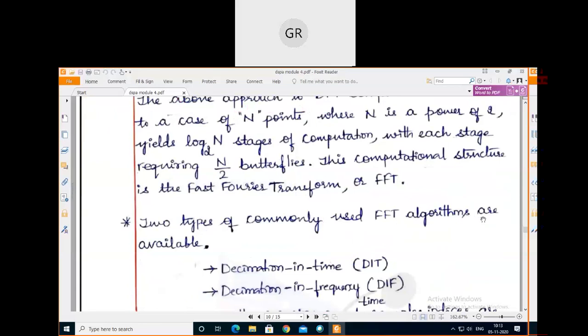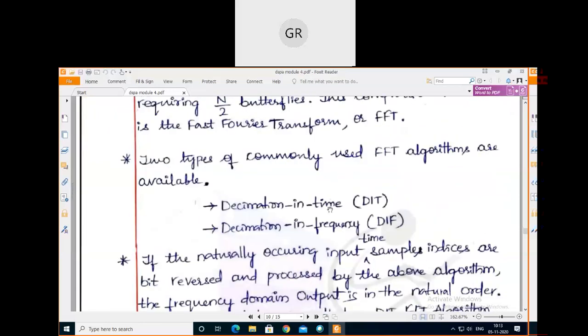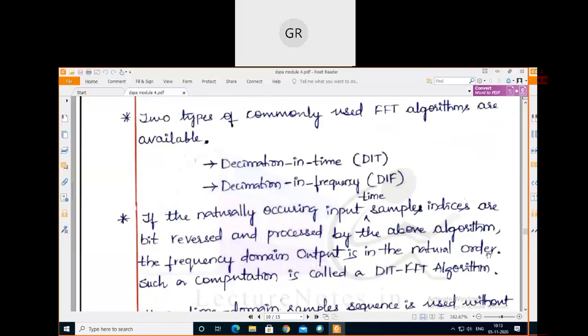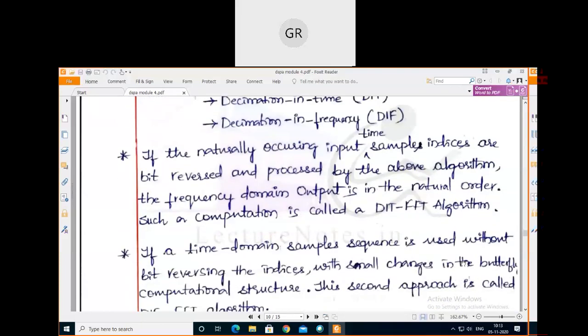The two types of commonly used FFT algorithms are available. One is decimation in time and another one is decimation in frequency. Here I explained what will happen in decimation in time and what will happen in decimation in frequency. The input time samples, indices are bit reversed, okay, in the decimation in time, and processed by the above algorithm. The frequency domain output is in the natural order. Such a computation is called a DIT FFT algorithm.